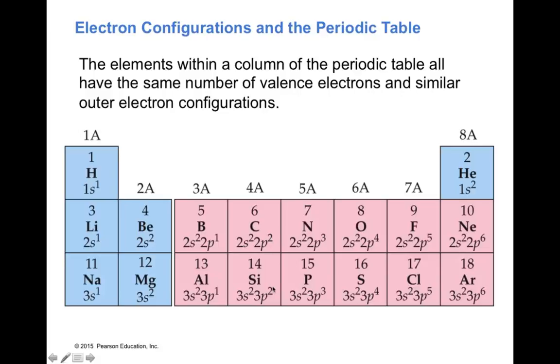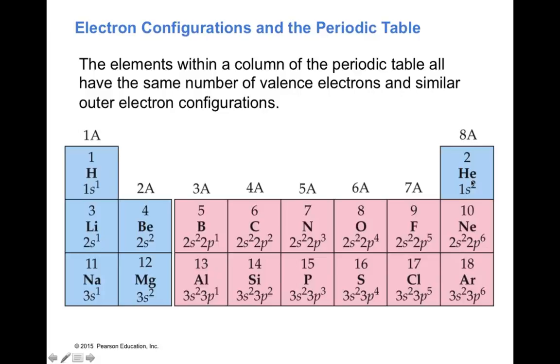We can see that for family 1, we have just 1 valence electron. For family 2, 2 valence electrons. For family 3, we have 2 and 1, so 3 valence electrons. For family 6, we have 4 and 2, so 6 valence electrons. And for family 8, in this case neon, we have 6 and 2, so 8 valence electrons.